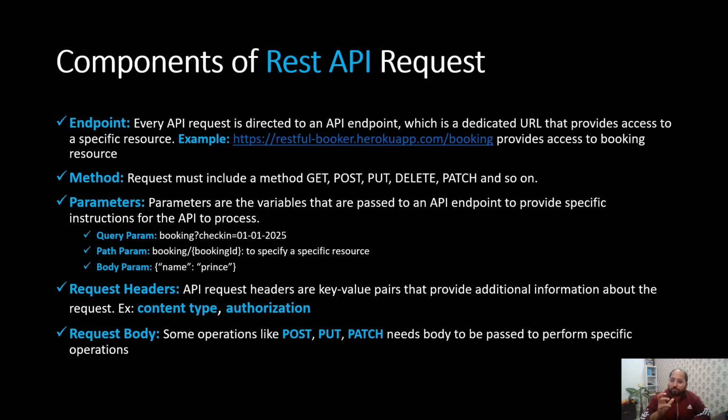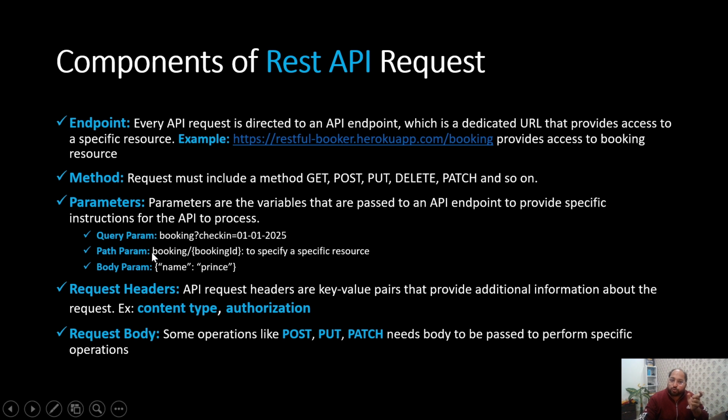Now let us say we have created many bookings, but we want to get the ticket for a specific date. So we are going to use a GET operation, which is to fetch the details. After that, we use a question mark, which indicates a query parameter. Then we provide check-in equal to 01-01-2024. So we want to fetch the booking for this particular day.